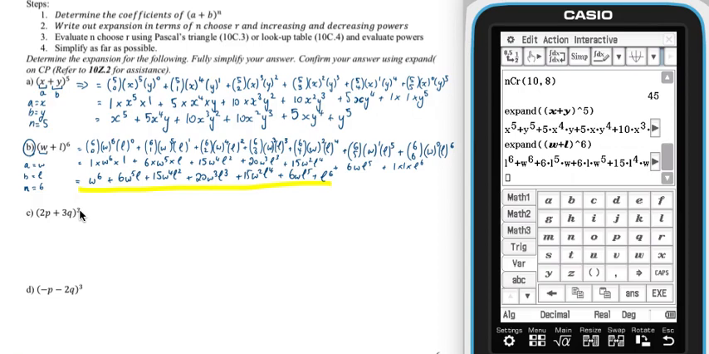We need to assess what our a and b coefficients are. So this bit here is our a, and this bit here is our b. So a, b, and n: we've got a as being 2p, b as being 3q, and n as being 3. Our next step is to expand the binomial.